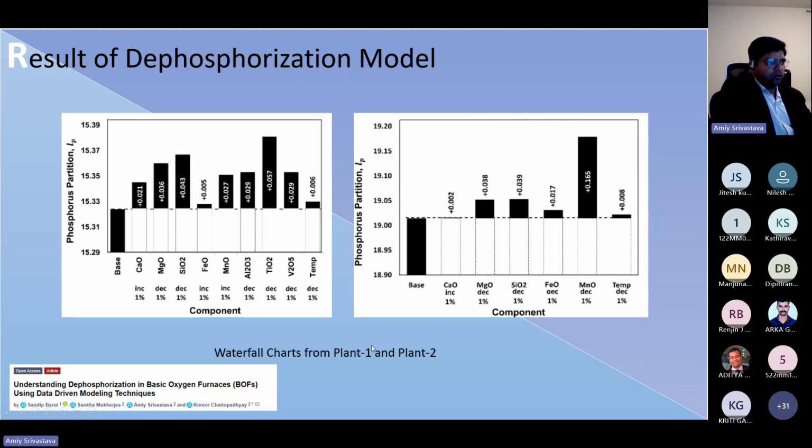And one more thing I forgot to tell you guys: we had the data of two different plants, plant one and plant two, and we performed separate analyses for both plants. We did not combine the data of the two plants. Why? Because the kinetics of those two plants are different. One plant had a BOF of a different capacity, the second plant had a different capacity of BOF, and their operation practices are also different. So if we included both data sets, it might lead to a lower R square value. That's why we did not take a chance, and we performed our analysis separately for plant one and plant two.